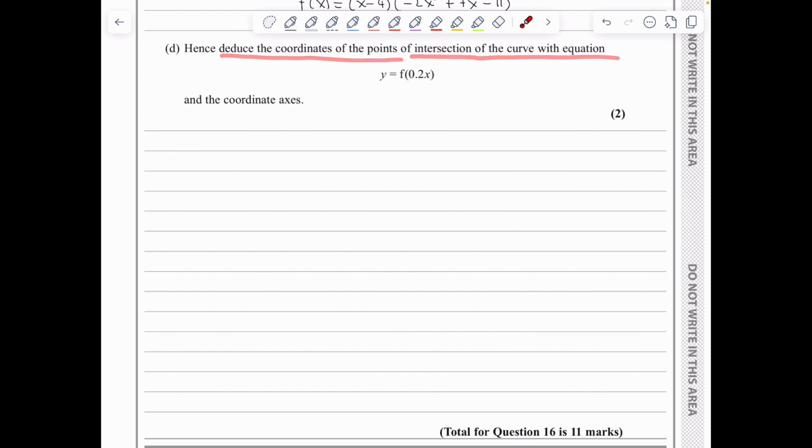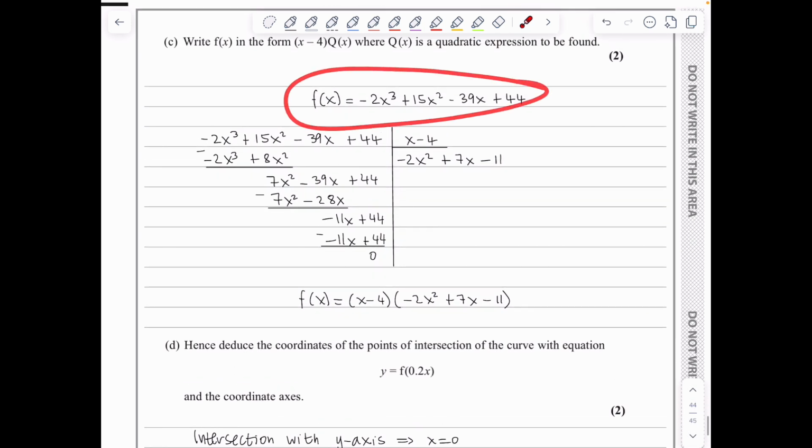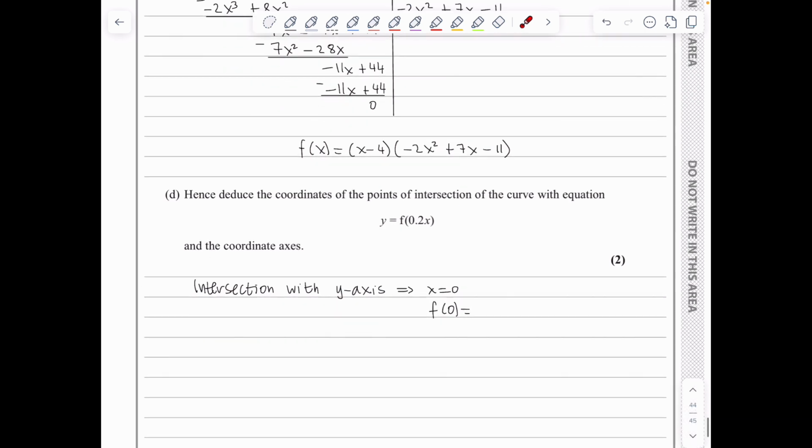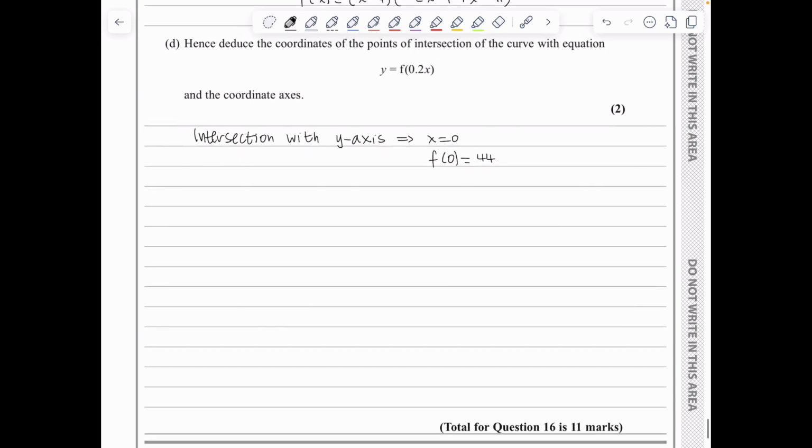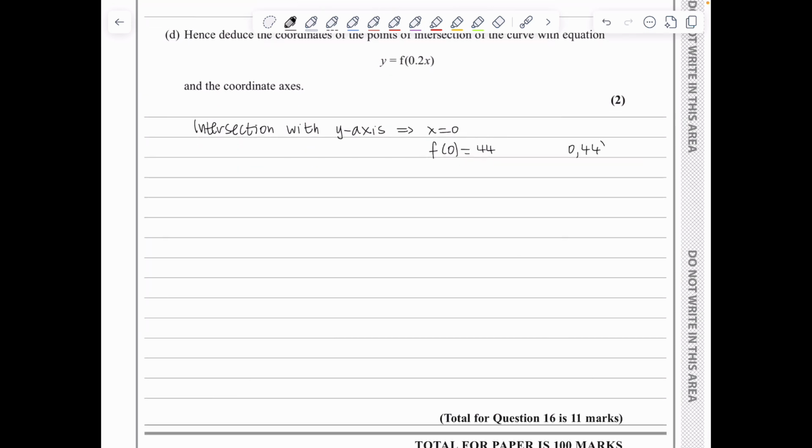Now in part D, we are asked to hence deduce the coordinates of the points of intersection of the curve with equation y is f of 0.2x and the coordinate axis. Well, I will start by considering the original f of x. We know that if we are intersecting the y-axis, this means that x is 0. So if I do f of 0 and I substitute into the expression we had for f of x here, we can simply see that the answer is 44. So f of 0 is 44, and therefore we are cutting the y-axis at 0, 44.